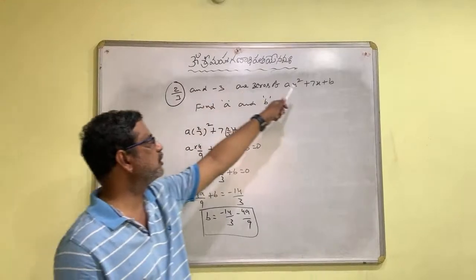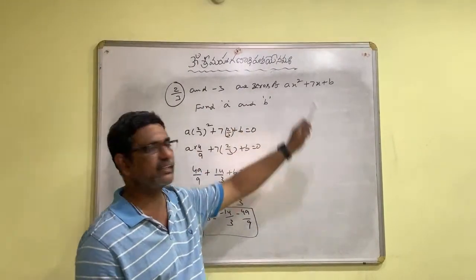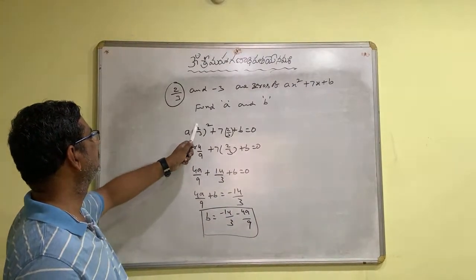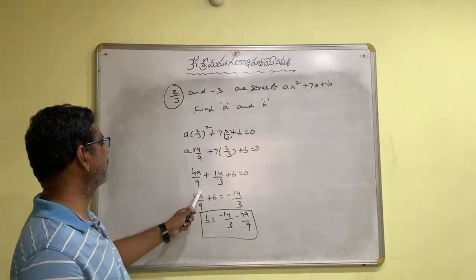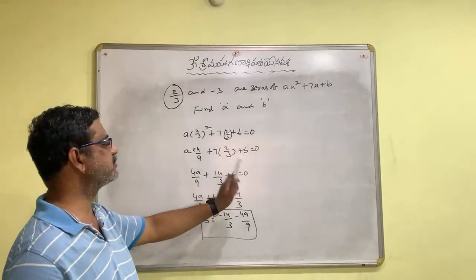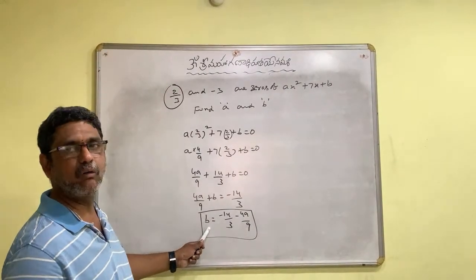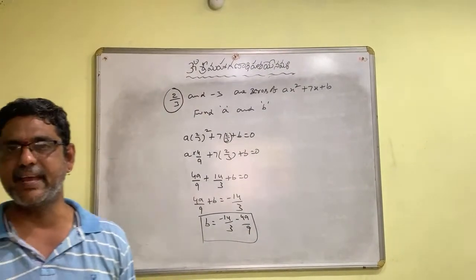2 by 3 is a solution for this one. That means this 2 by 3 must satisfy this polynomial. So I am inserting 2 by 3 in the place of x. So what I got? 4a by 9 plus 14 by 3 plus b is equal to 0. So from this I can write b is equal to negative 14 by 3 minus 4a by 9.